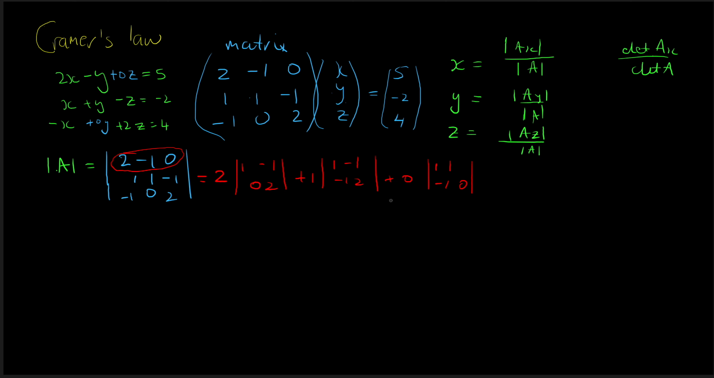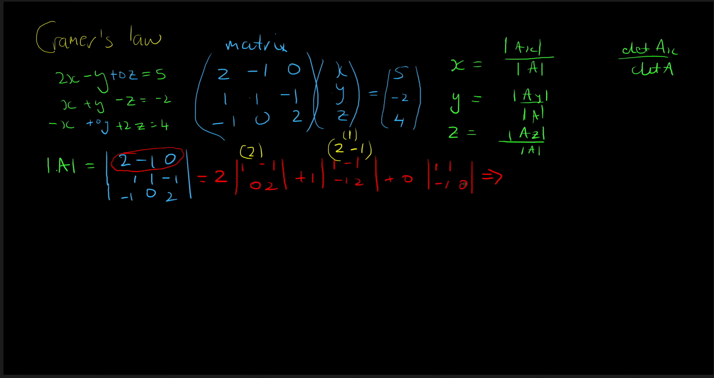So next we just calculate the determinant of this 2 by 2 matrix. It's going to be 2 minus 0, which is just 2. So that's only going to be 2. And then 1 multiplied by 2 is 2. And this minus 1 is plus 1, multiplied by minus 1 is plus 1. So it's 2 minus the plus 1, which is 1.